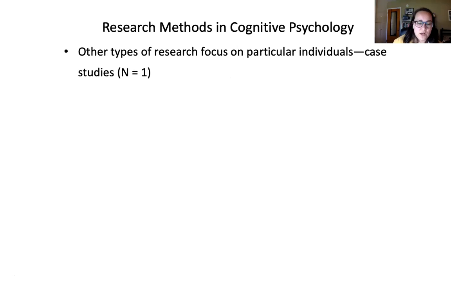Another popular one is something called a case study. The case study involves research that's focused on just one individual. So our N, or our sample size, is just one in this instance. Like we talked about, Phineas Gage is an example of a case study. Another famous case study in cognitive psychology is someone called HM. Has anyone heard of HM before? If not, that's okay. That's why you're taking a cognitive psych class.